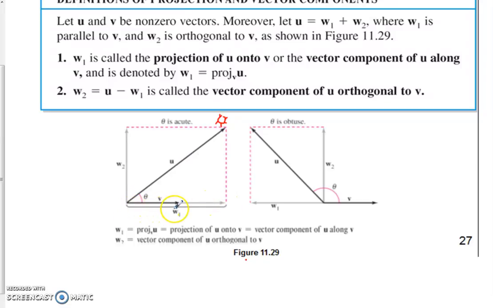W1 then is the vector component of U along V. In other words, it's along, it's parallel to V. It's just a scalar of V. It's just a little bit longer in this case. Sometimes it might actually be shorter. Okay. And the other thing to know, the W2 component, since W1 plus W2 add together to be U in this case, W2 is simply U minus W1. So once we find W1, W2 is a piece of cake.